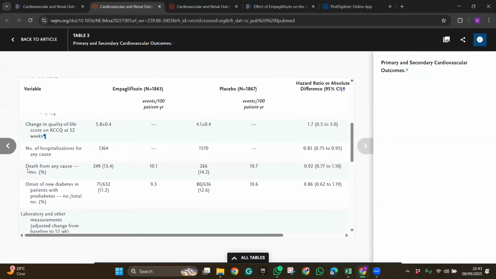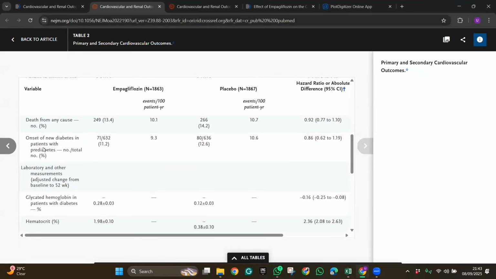For example, in this outcome, onset of new diabetes in patients with pre-diabetes, it is written 71 out of 632, right? So they have given you a number. They have given you 71 out of 632 patients. So this means that for assessing this particular outcome, they did not take the whole 1863 of the intervention group, but they took only 632 patients. So when you're extracting the data for this outcome, you're not going to write 1863 in the total. What you're going to write? 632 in the total, right?